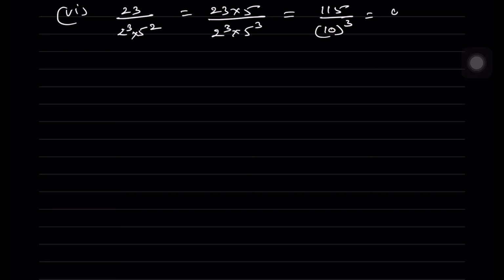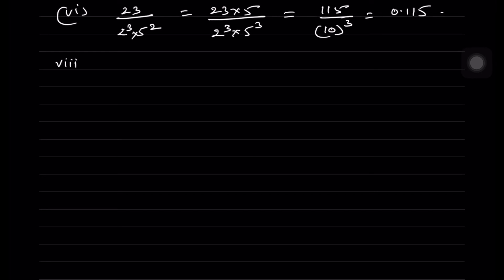Next, 23 by 2 to the power of 3 into 5 square, which is equal to 23 into 5 divided by 2 to the power of 3 into 5 to the power of 3, because we have to make the denominators factors of 2 and 5. Here the powers should be the same, so we are multiplying by 5 in the numerator and denominator. Therefore you are going to get 115 divided by 10 whole cubed, which is equal to 0.115.